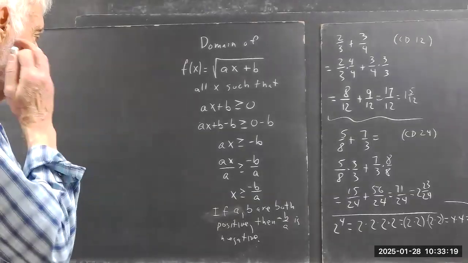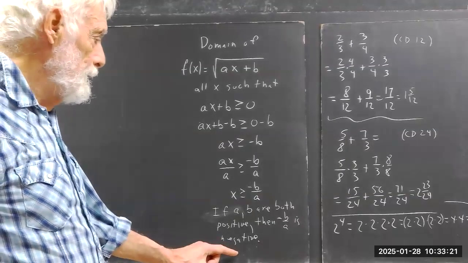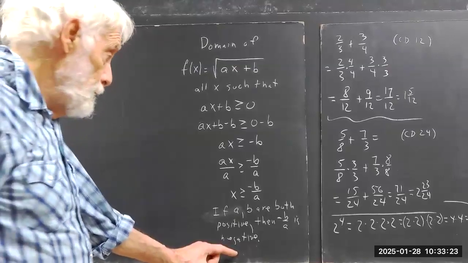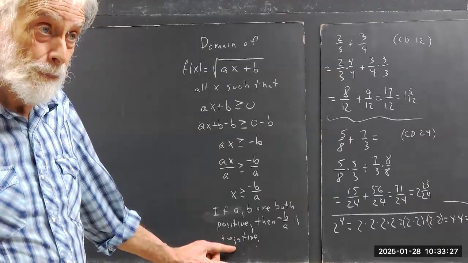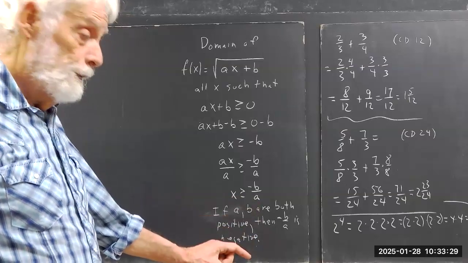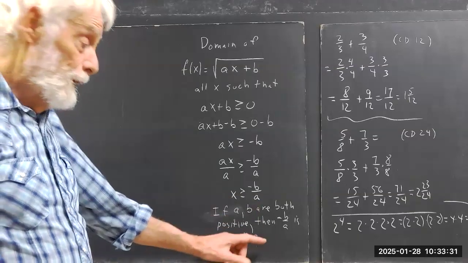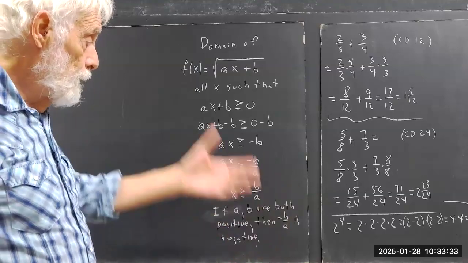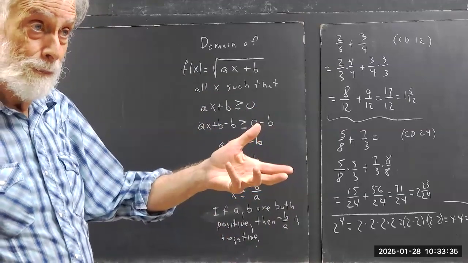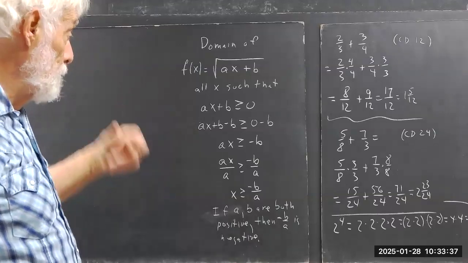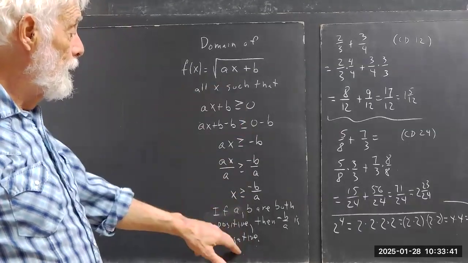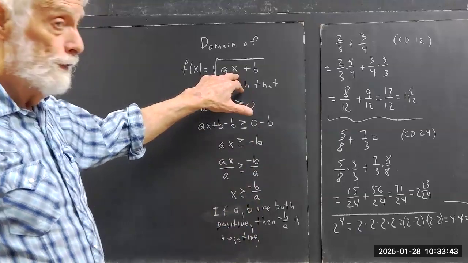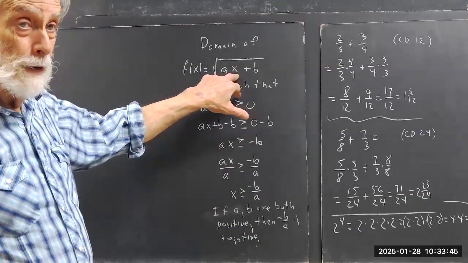If a and b are both positive, negative b over a is negative. Okay. If a and b were both negative, it would still be negative, right? But if they have different signs, then negative b over a would be a positive number, right? Okay, one of them's positive, one of them's negative. So you gotta be a little bit careful and make sure that this result makes sense for various values of a and b.